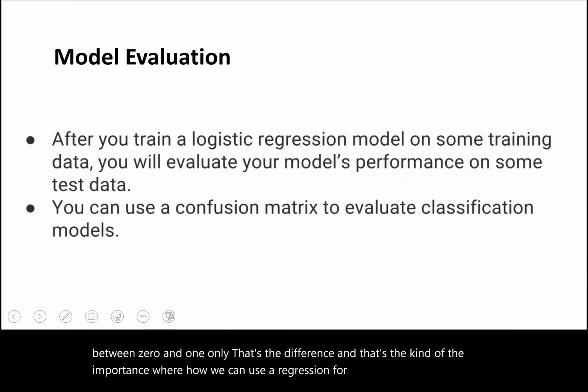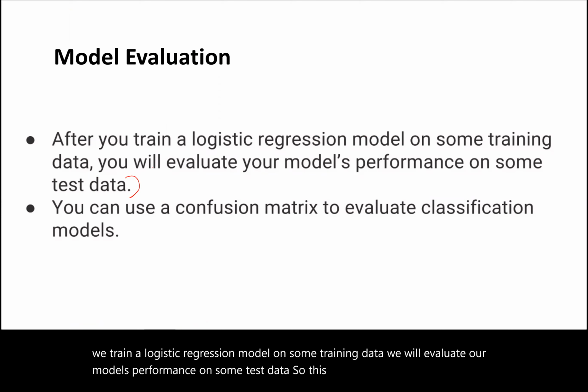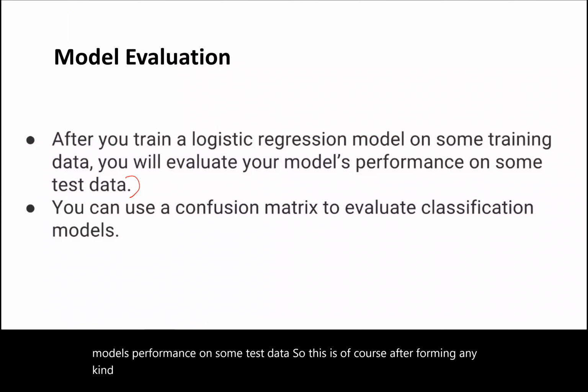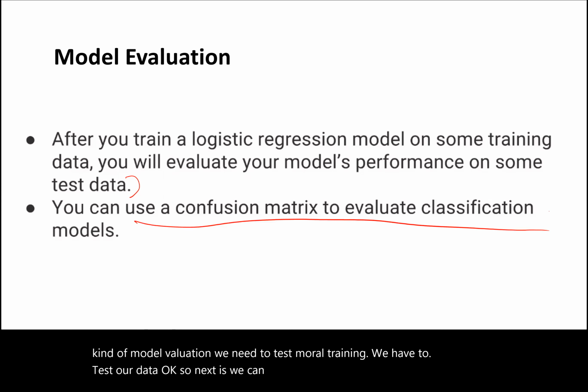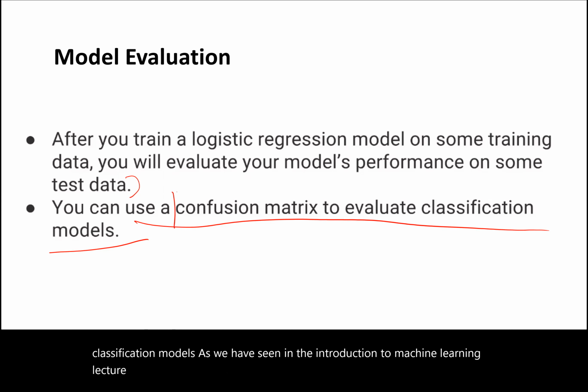So after we train a logistic regression model on some training data, you will evaluate your model's performance on some test data. Of course, after training, we need to test our model. Next, we can use a confusion matrix to evaluate classification models, as we have seen in the introduction to machine learning lecture. So we will use a confusion matrix, right?